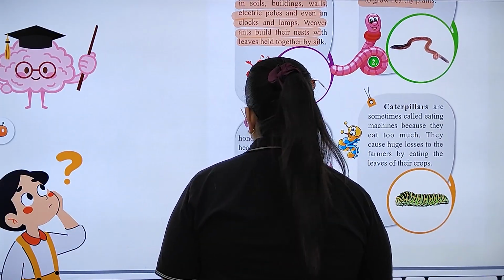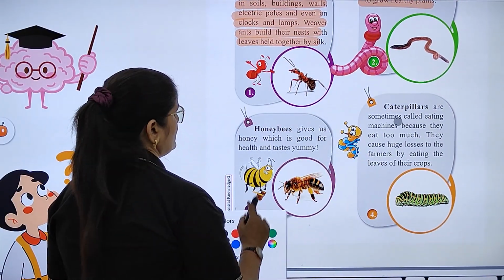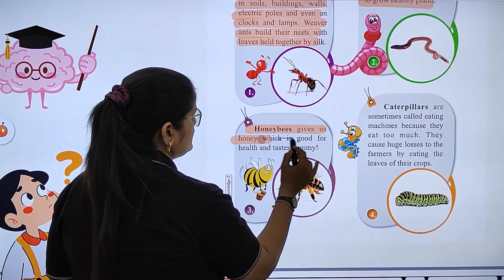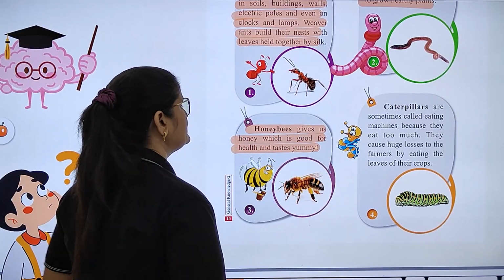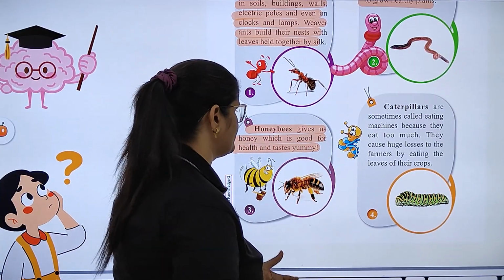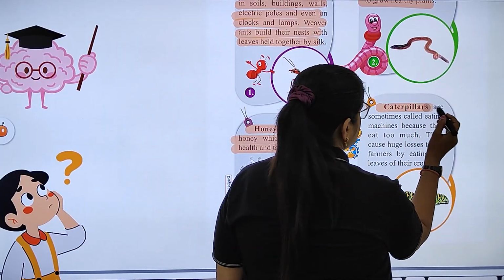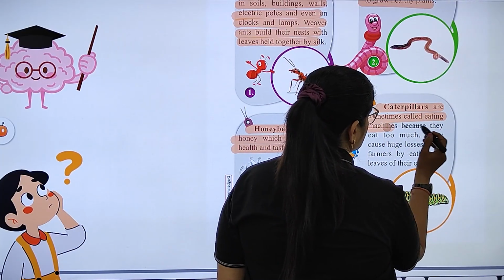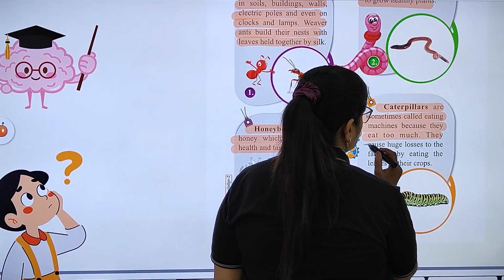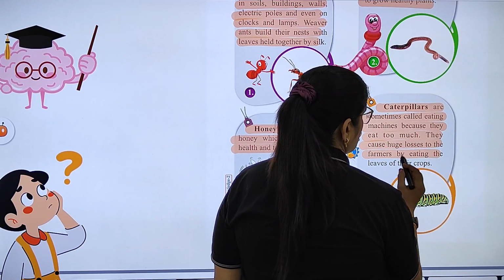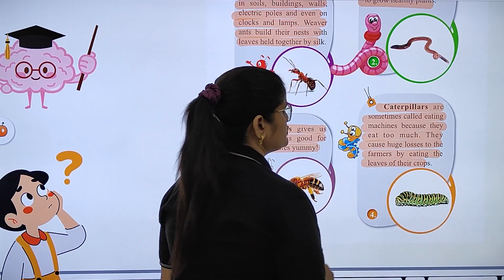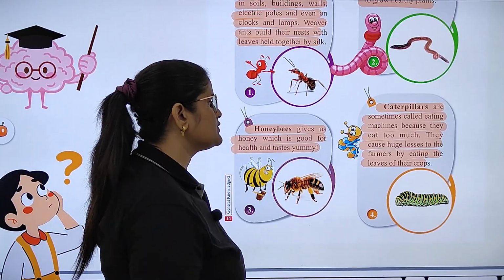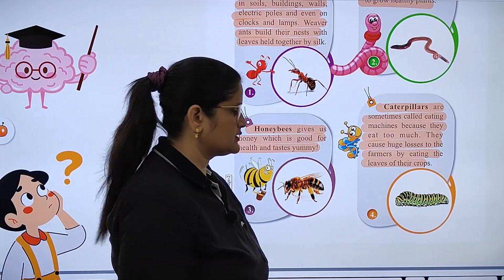Number 3, honeybees give us honey which is good for health and tastes yummy. Number 4, caterpillars are sometimes called eating machines because they eat too much. They cause huge losses to the farmers by eating the leaves of their crops.